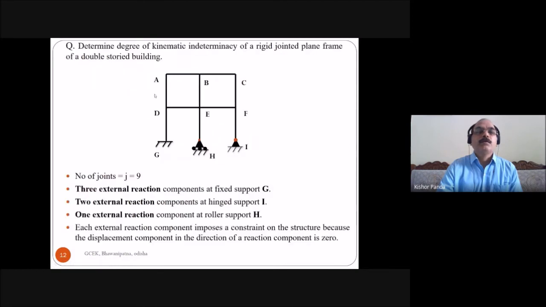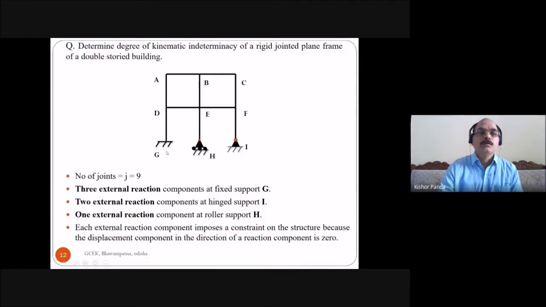Now coming to an example: determine the degree of kinematic indeterminacy of a rigid jointed plane frame of a double-storied building. This is one double-storied building. Here you see the joints A, B, C, D, E, F, G, H, I. The support G is a fixed support, support H is a roller support, and support I is a hinge support. Fixed, roller, and hinge support.